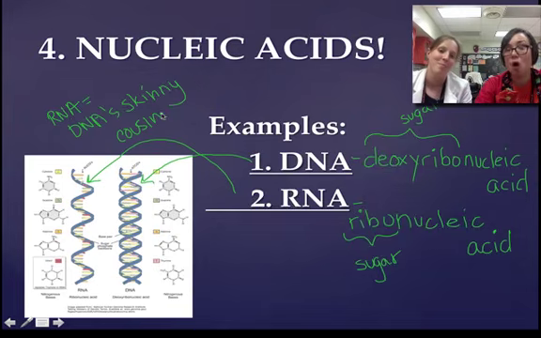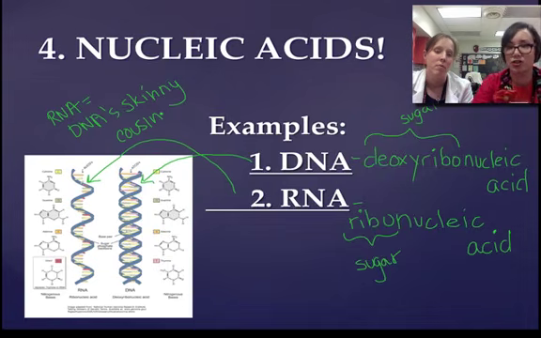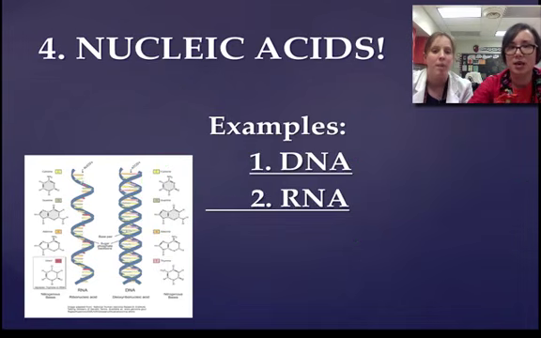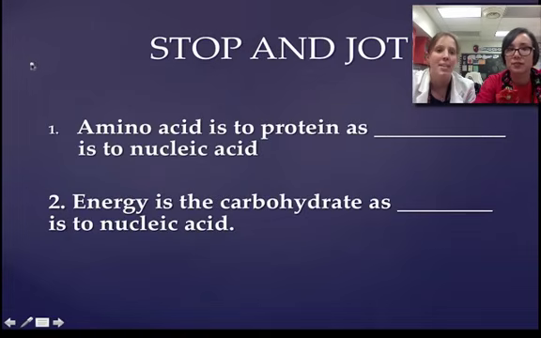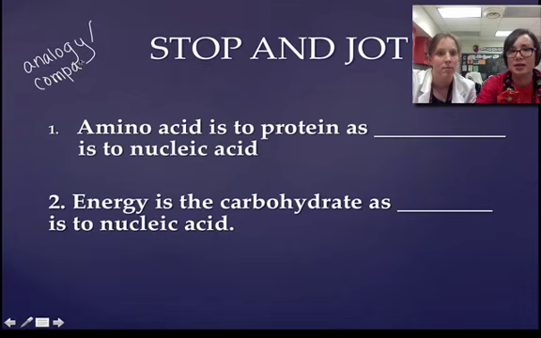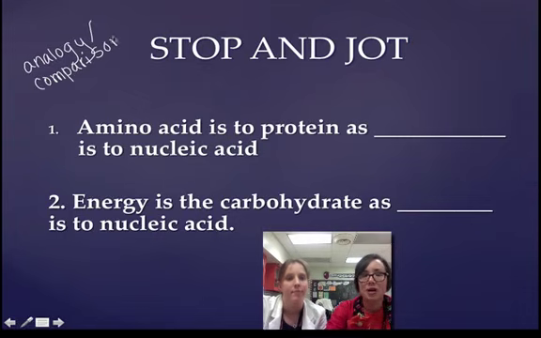All right, now we have all the information that we need to be successful, but we do have one more stop and jot, and this one is a tricky trickster. So we're going to help you get started on it. We're going to do number 1 with you so that you can know how to do number 2. This stop and jot is an example of an analogy or comparison. And this is timely because you have just taken the PSAT and probably saw this. So let's go ahead and read number 1.